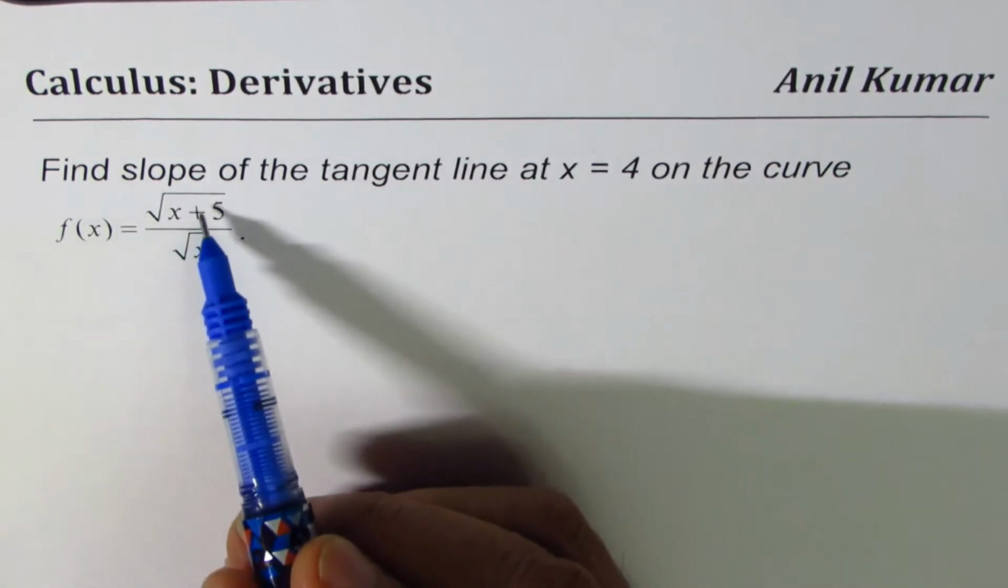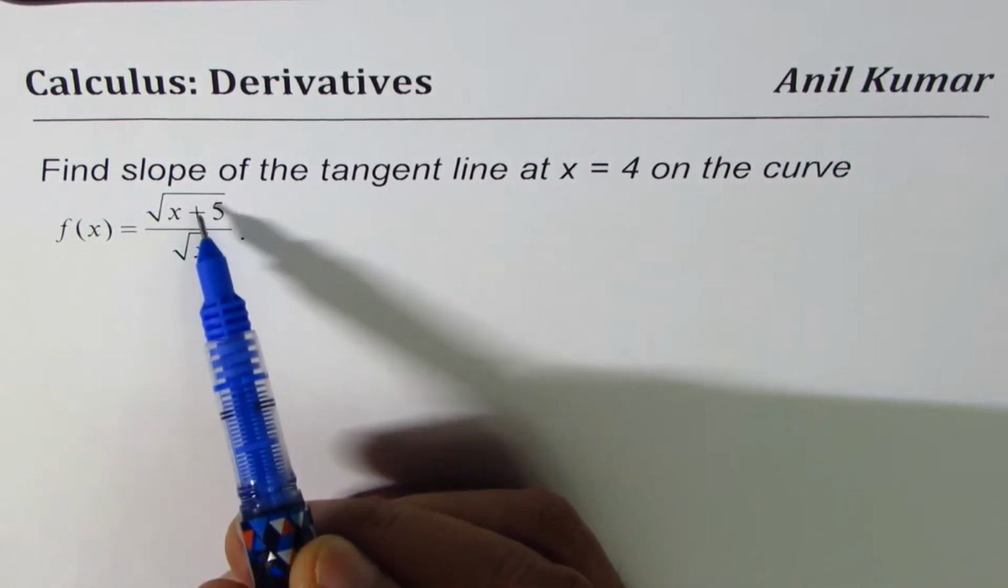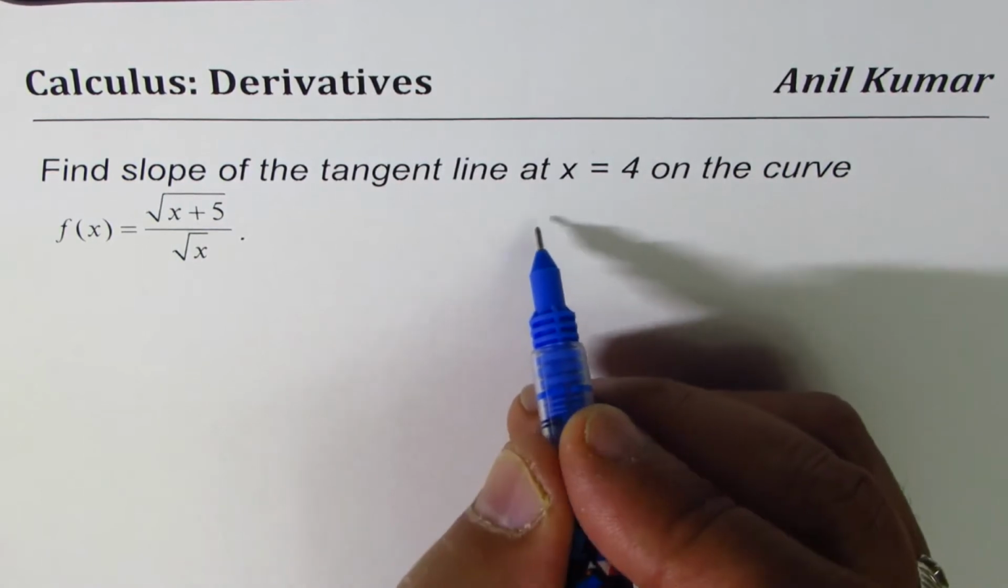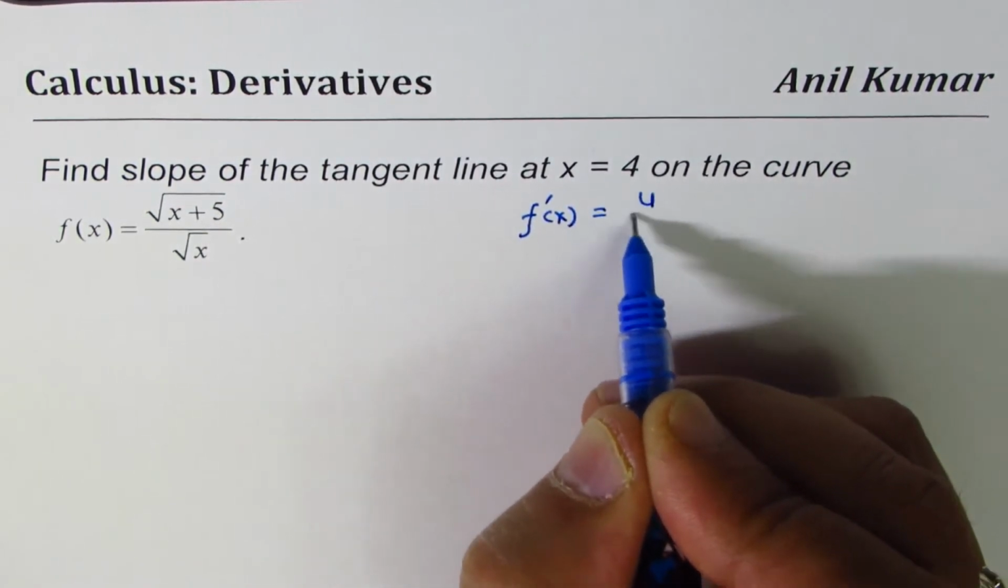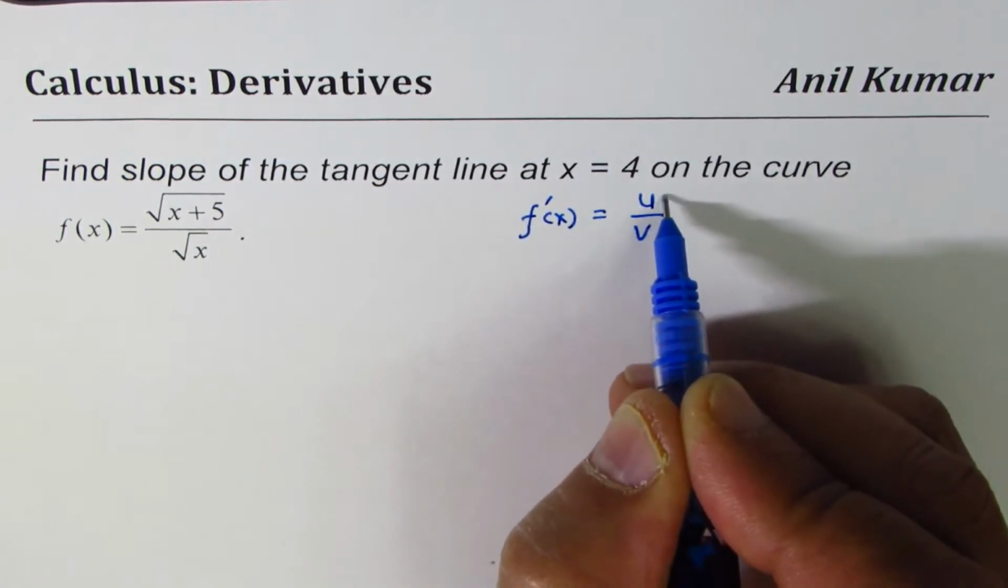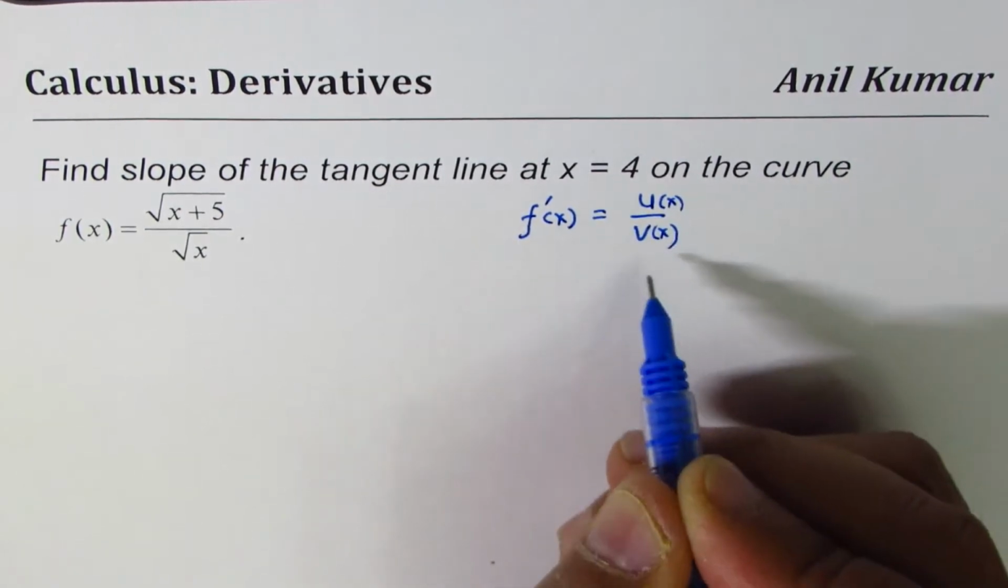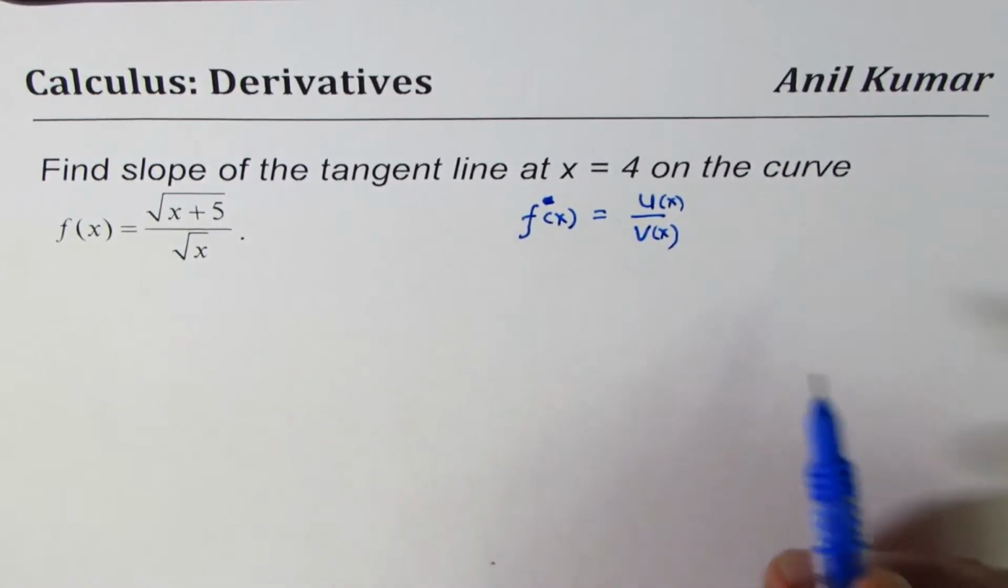Now here we have a quotient of two functions. We could write this function f of x as u of x over v of x. Let me write it like this. That's the function given to us.